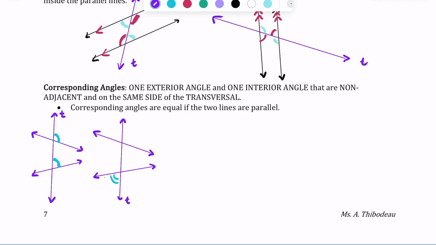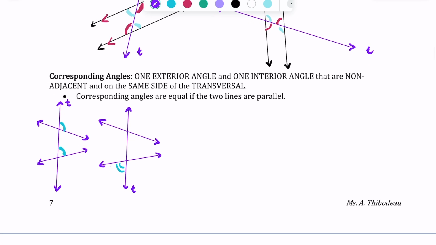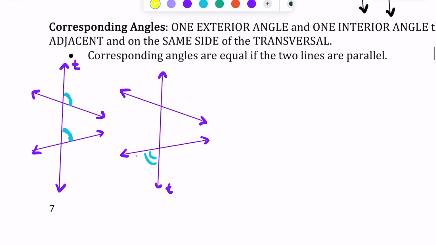transversal is going through 2 lines that are not parallel. Now again, if I want to take a look at what interior angle it would be corresponding to, it cannot be adjacent, so it's not this one, and it has to be the same side of the transversal. Right now my exterior is on the left, so I can't be talking about any interiors on the right. Okay? So this one here would be my corresponding angle.